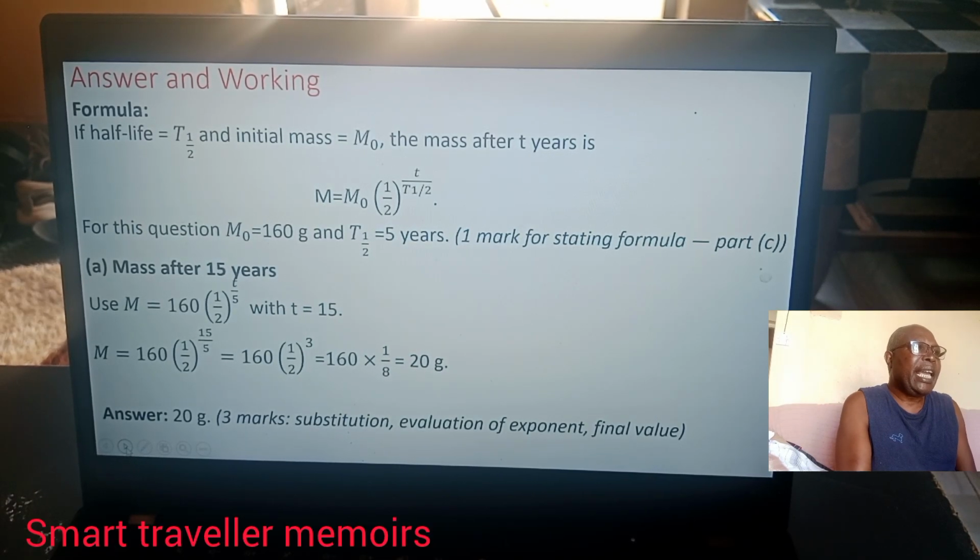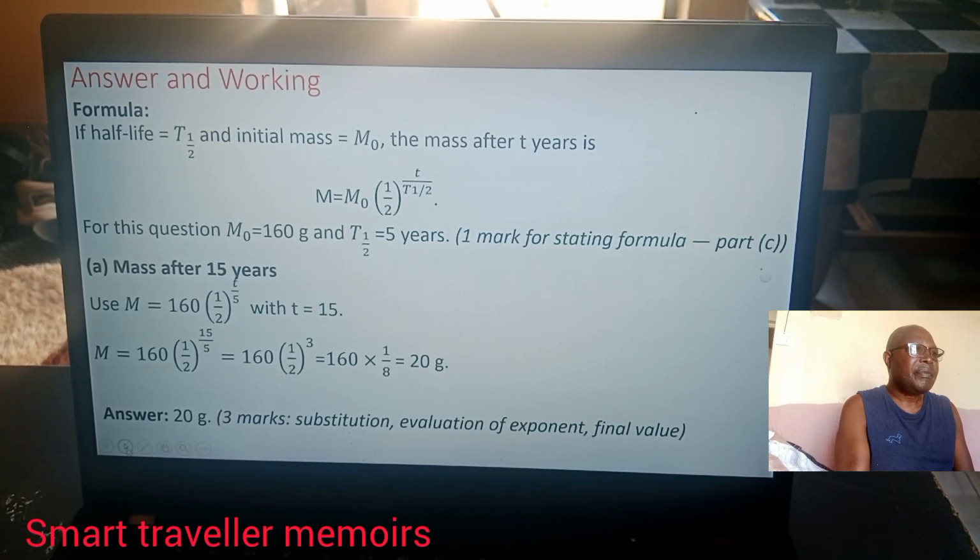For this question, initial mass, m0, is equal to 160 grams, and the half-life, t half, is equal to 5 years. You get 1 mark for stating the formula. All right.